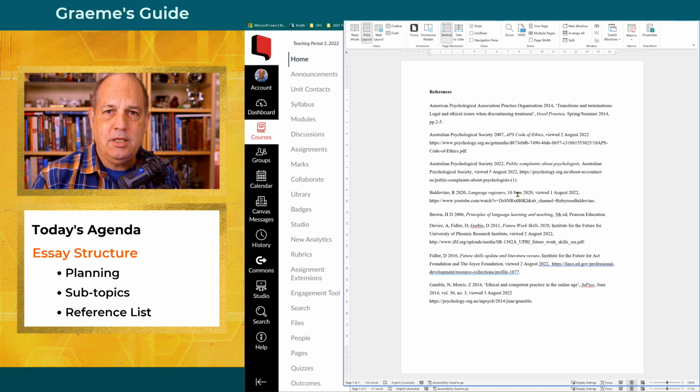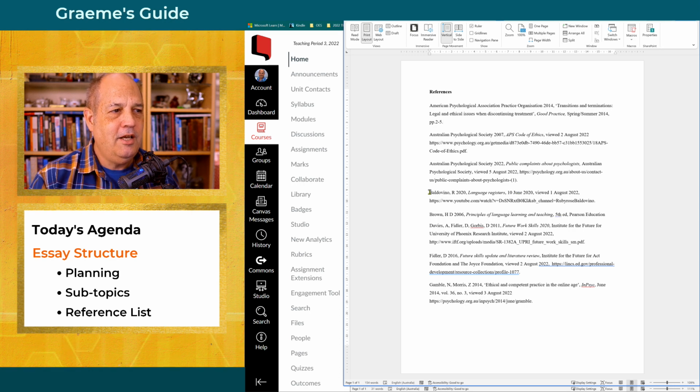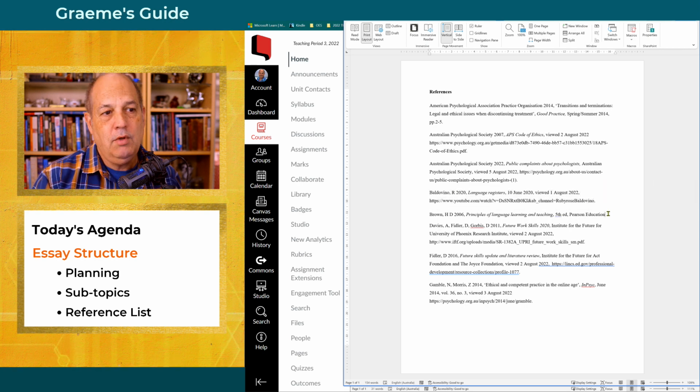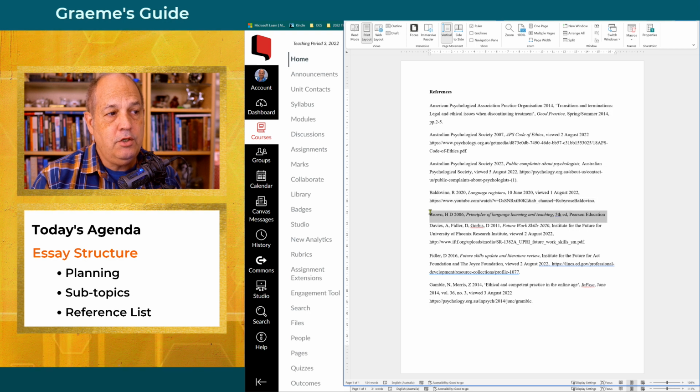We also needed some discussion on communication. Their supporting sources for the section on communication was Baldovino, and I'd also mentioned Brown was a fairly good source to support your work, and so they've included both here. So that's excellent to see.